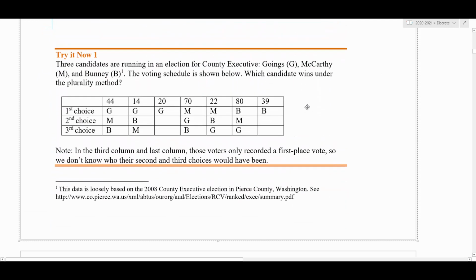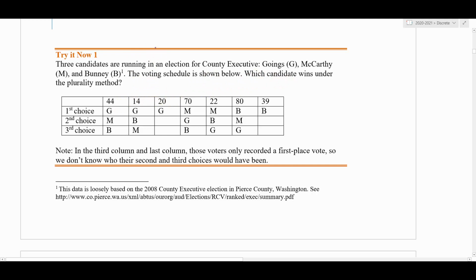Okay. So here we go. We've got 3 candidates, and they are running in an election for county executive, whatever that is. And we have our candidates Goings, which we will indicate with a G, McCarthy, which we will indicate with an M, and Bunny, which we will indicate with a B. The voting schedule is shown below. Which candidate wins under the plurality method?